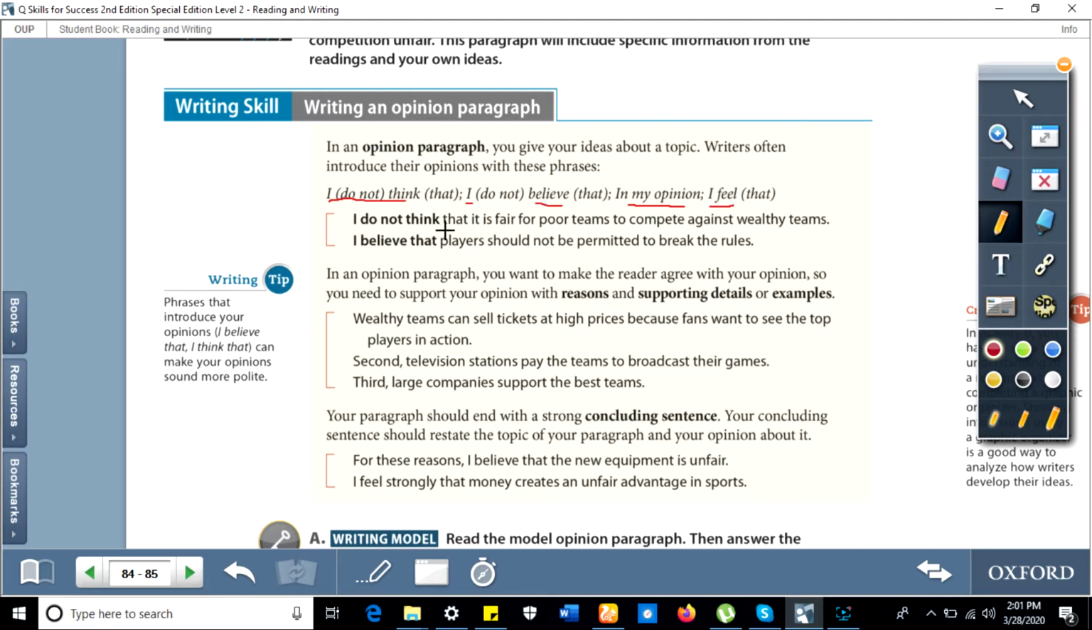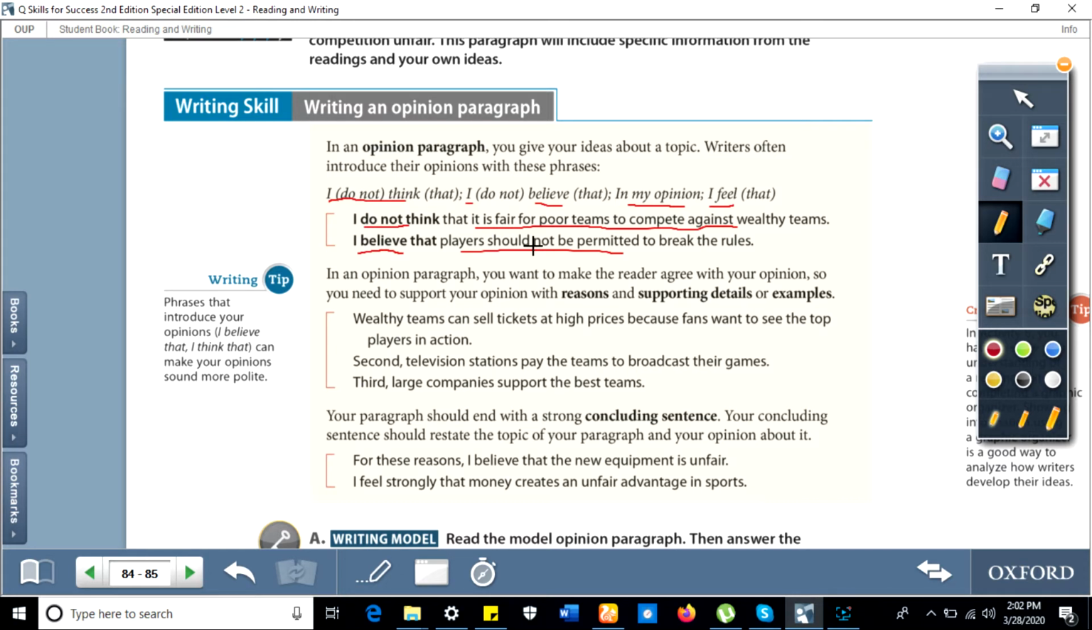For example, take a look at this first example here. I do not think that it is fair for poor teams to compete against wealthy teams. So here the writer is clearly disagreeing with this statement. In the next sentence here, the writer writes, I believe, and then he writes this. So here he agrees with the statement.